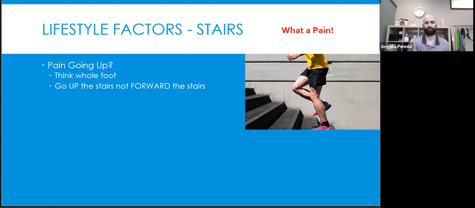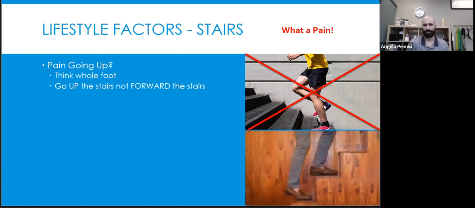So this picture on the right is actually the bad example, where his foot got cut off just a tad, but you see his heel's off the edge of the step. And he's leaning forward slightly, not as far as some people do. This is where the recommendation comes in of going up the stairs and not forward on the stairs. So we don't want to do this. We want to go more directly up and put our whole foot on the stair with an emphasis on a push through your heel.